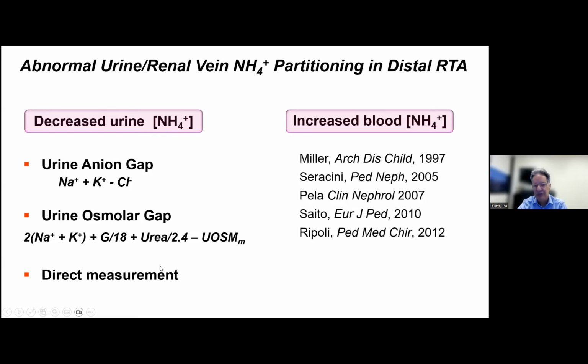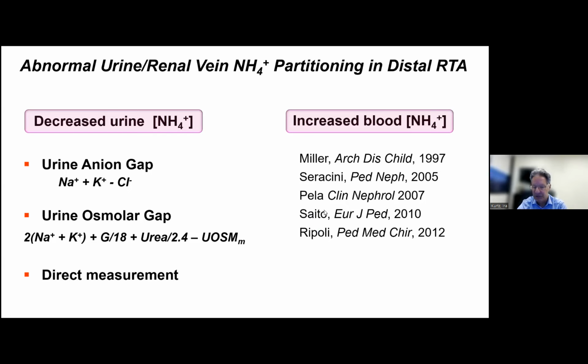But there is a clue that there is enhanced ammonium going to the renal vein, which very few nephrologists are aware of, and that is that a number of papers now have described patients with distal RTA who have a high blood ammonia level, and that is really not something you'll hear any attending tell you or any other fellow in any hospital.